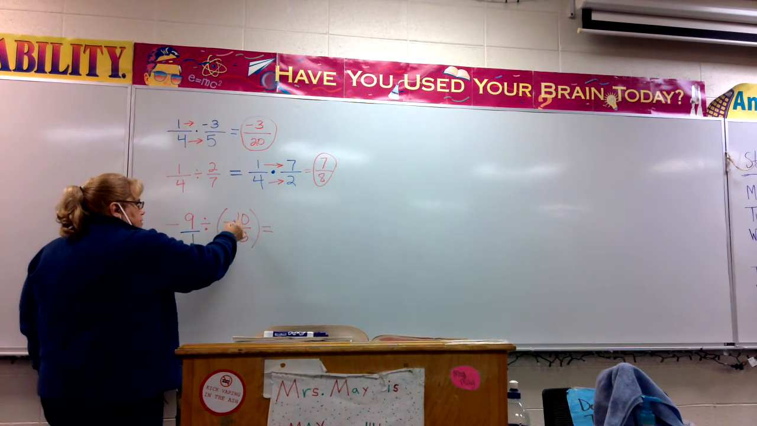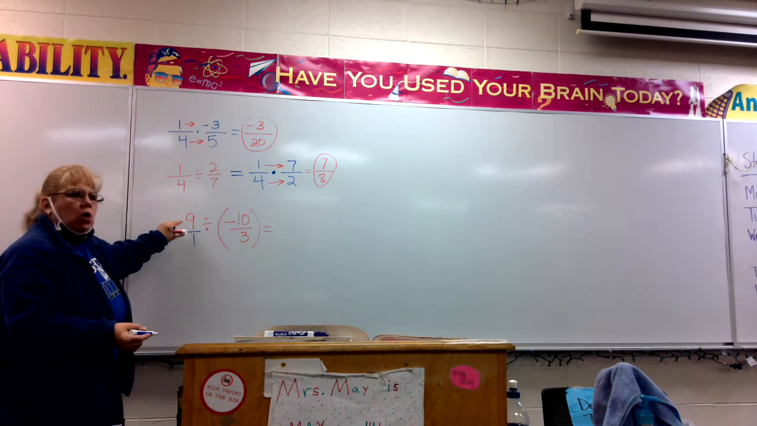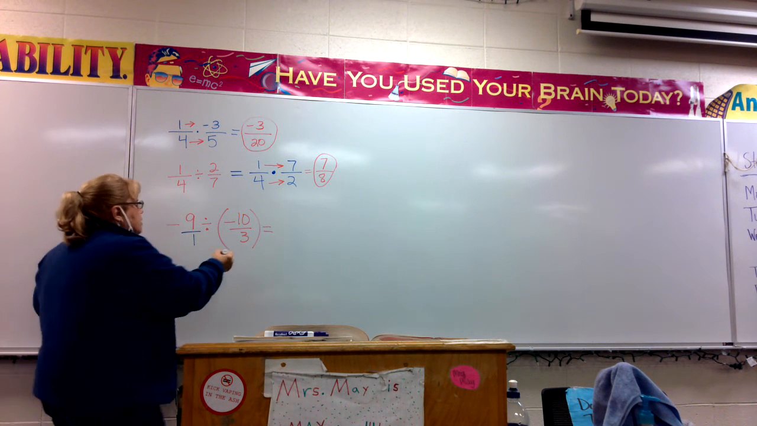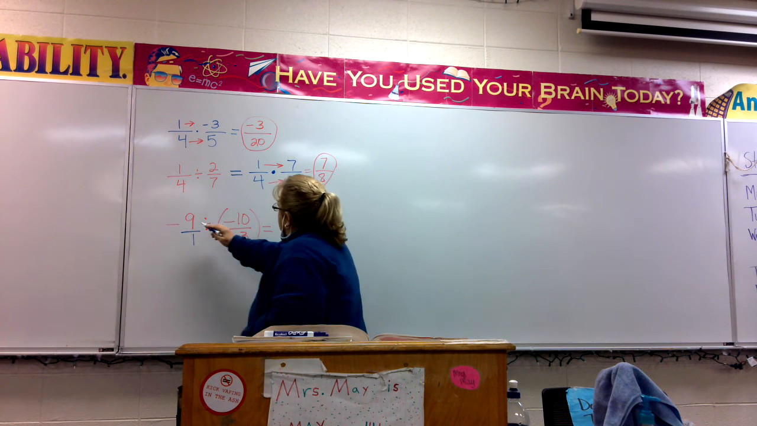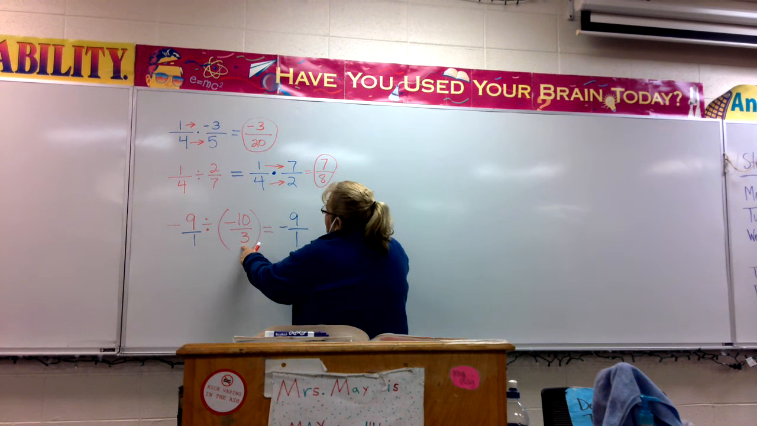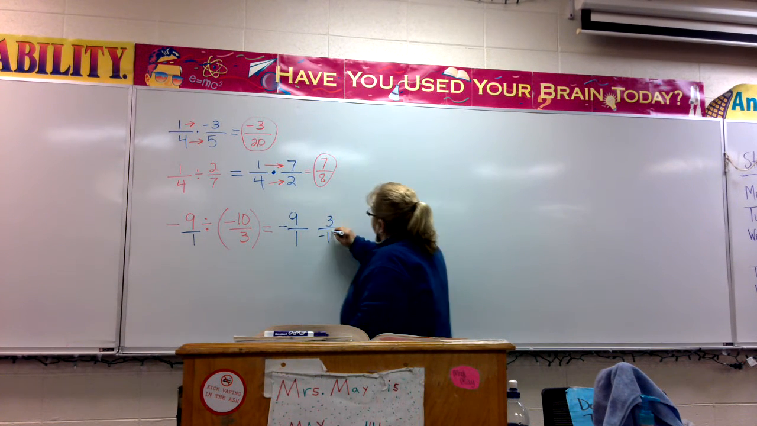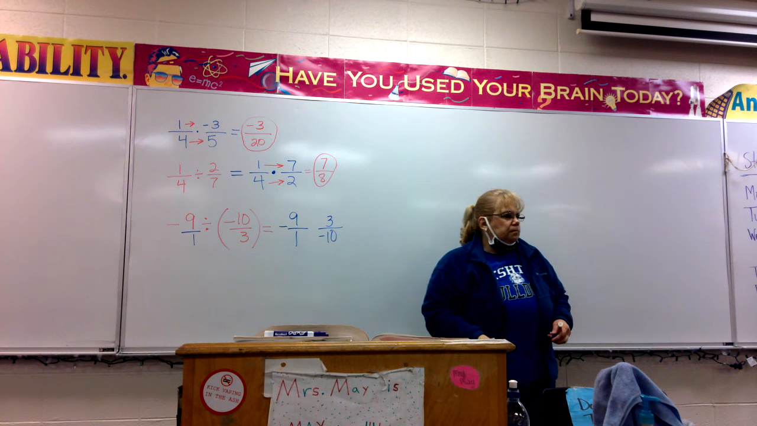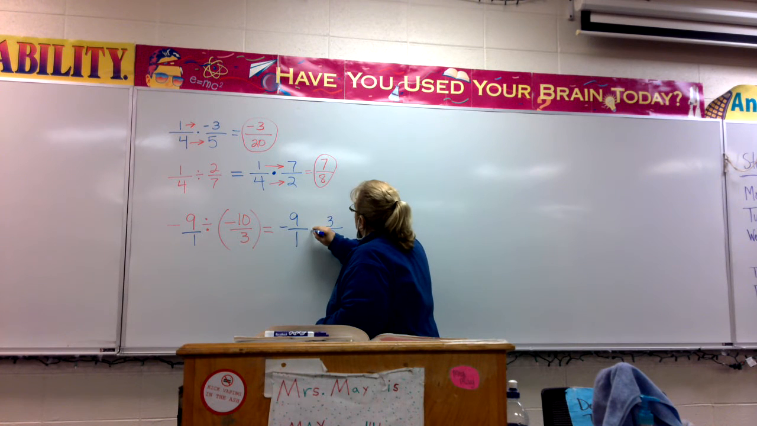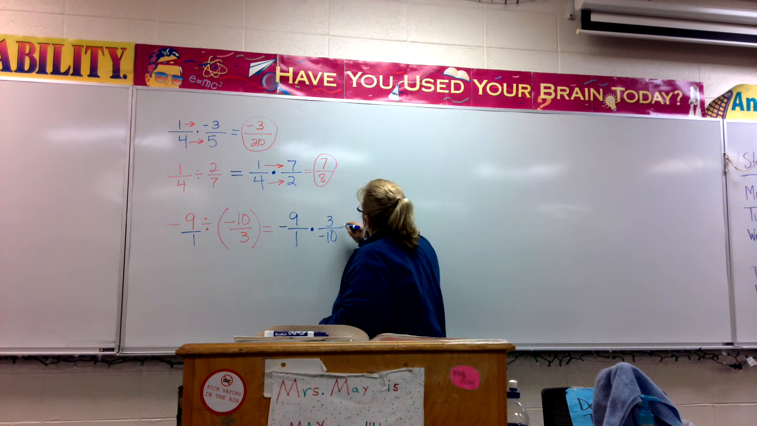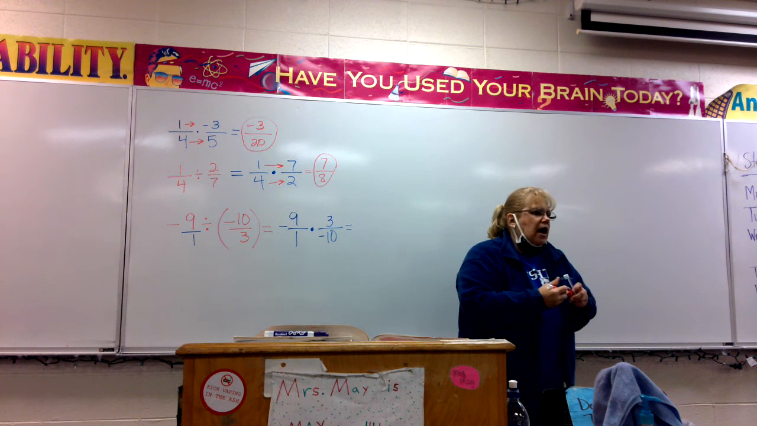We're going to flip the second one. The first one, we always leave alone. So -9/1, leave alone. The second one, we're going to flip it. So 3 on top, -10 on bottom. And then instead of divide, we shall multiply.